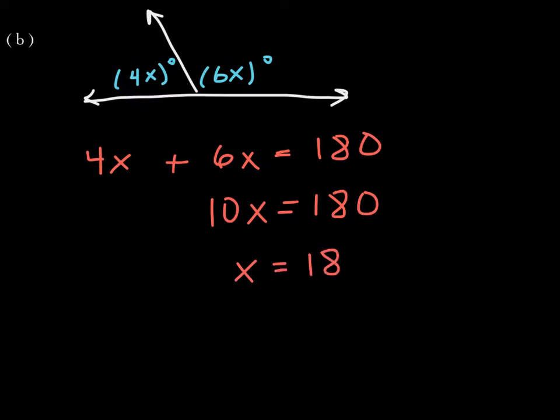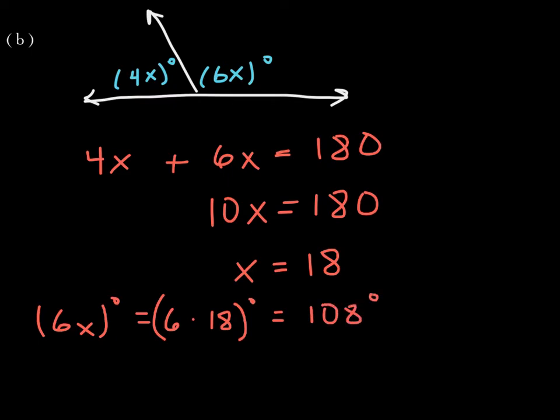Now, we're not done. We have to find the measure of each angle. So 6x degrees would be 6 times 18 degrees, which is 108 degrees. And the next one is 4 times x degrees. So this one will be 4 times 18, right? Degrees, of course. And this is 72 degrees.